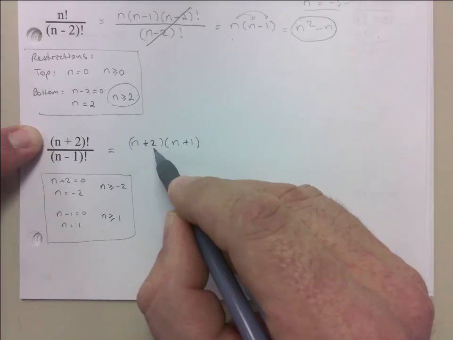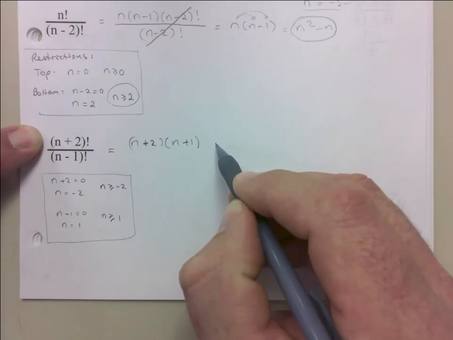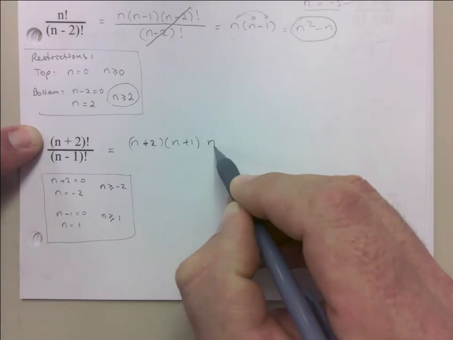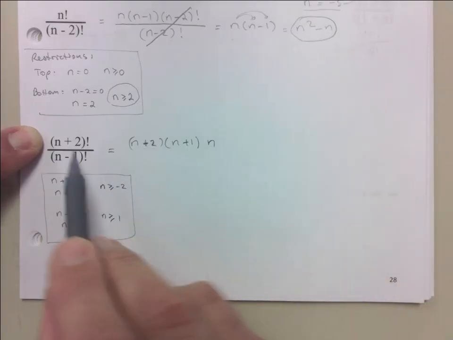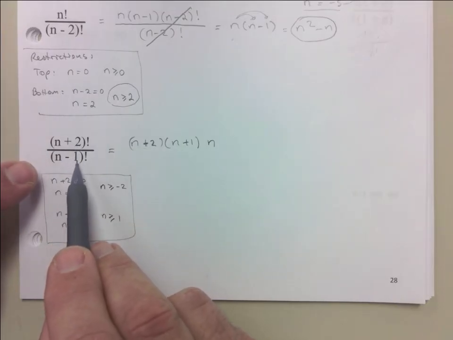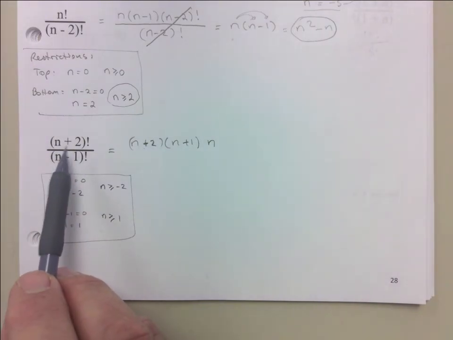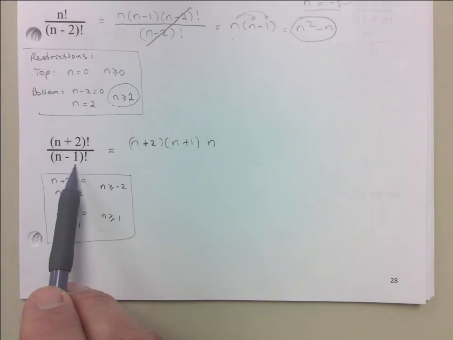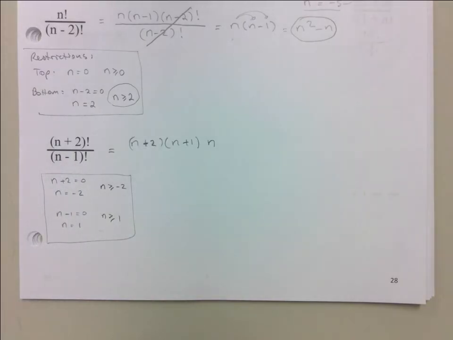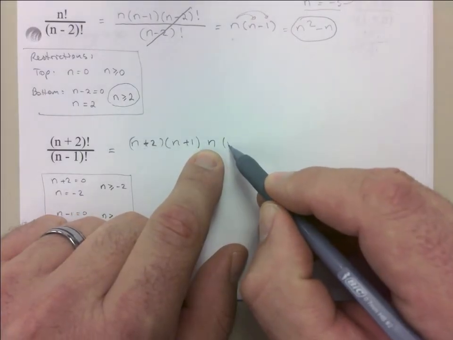N plus 2, right? N plus 1. What would come next? N. Just n, right? So I drop from this. I've decided that the top is bigger than the bottom. And just, again, let's try 10. 10 plus 2 is 12. 10 minus 1 is 9. So the top is bigger, right? So drop it. I will go one further, n minus 1.